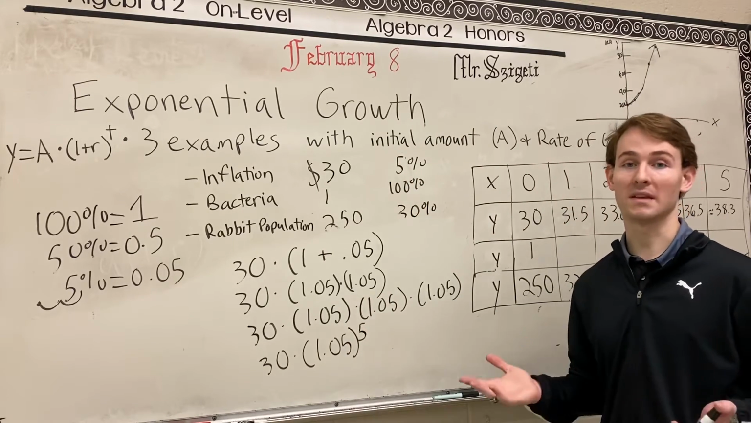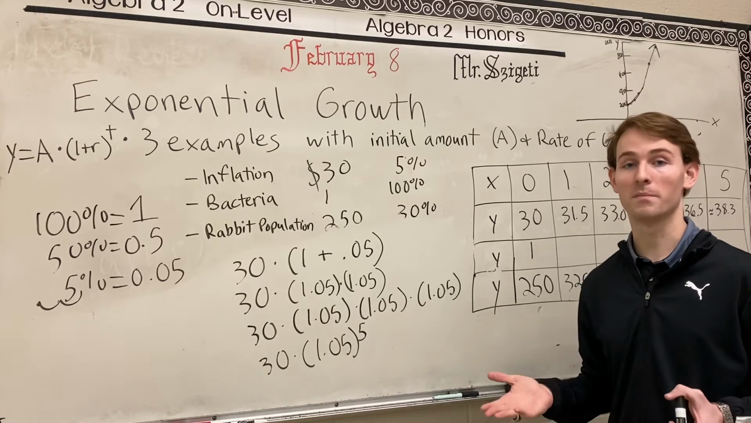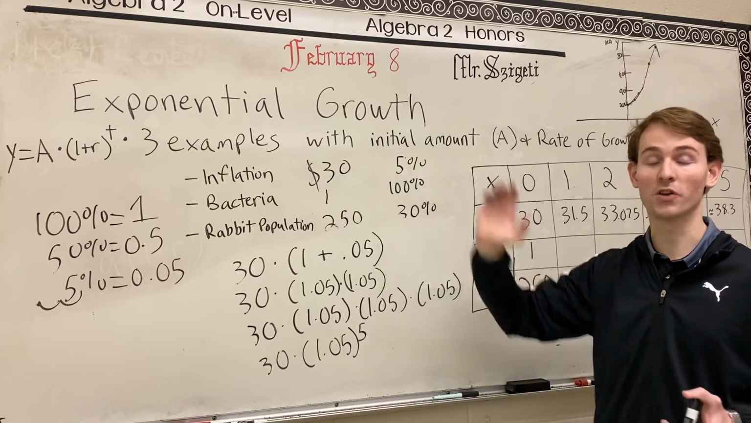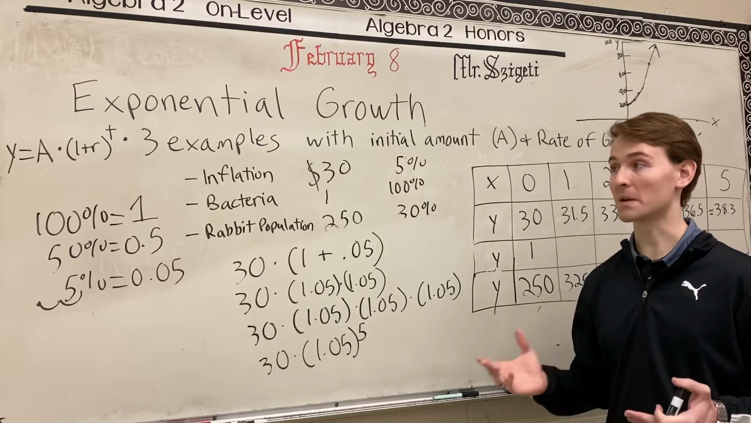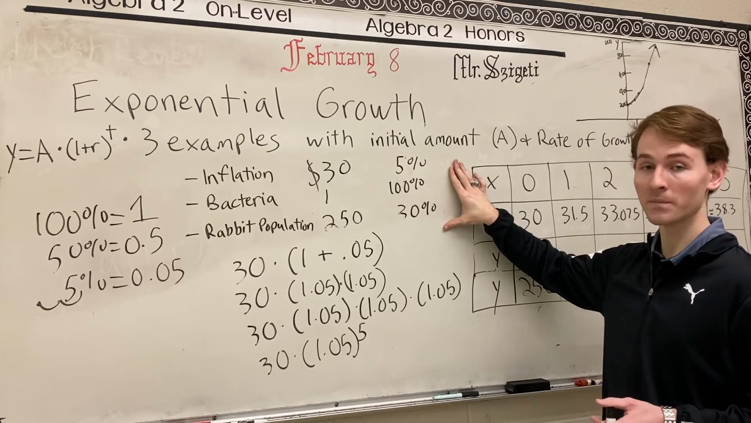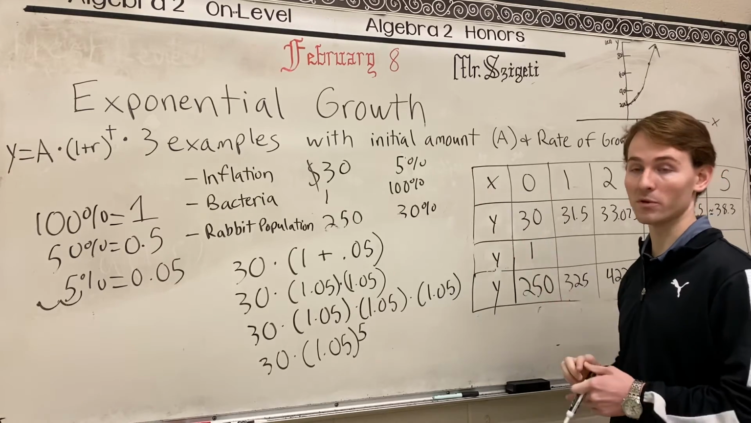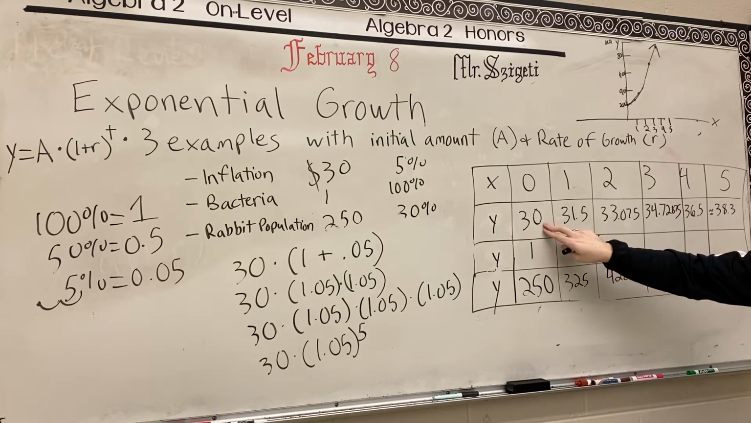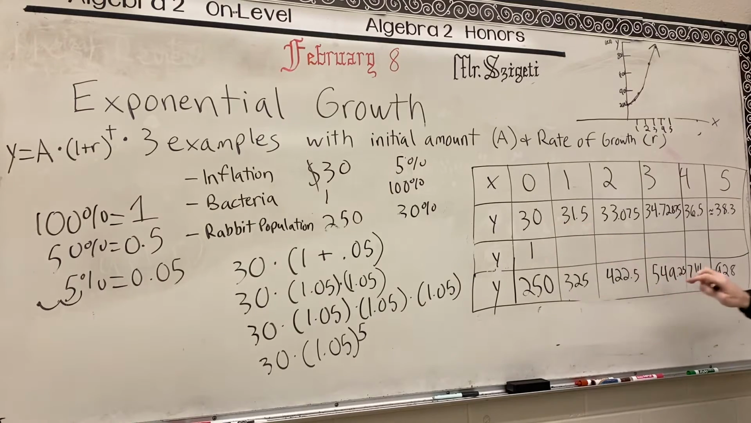and we put it to that 5th power. So that will allow us to calculate not only the first 5, but 10, 20, 50, 100 years down the road, what something might cost or what something might grow to if it were one of my other examples here. So we're going to go ahead and take a look at this table. So it started at $30, and 5 years down the road, it might cost closer to $40.